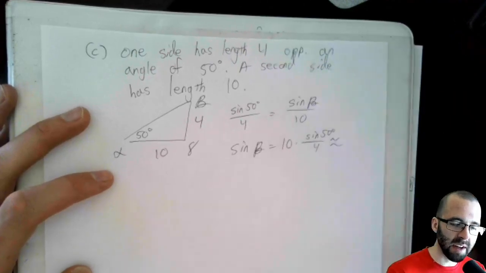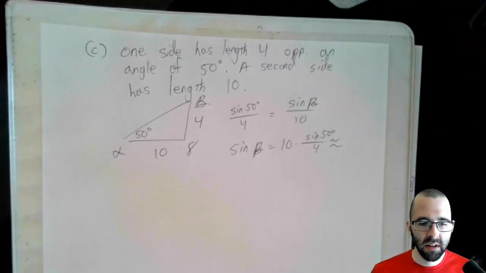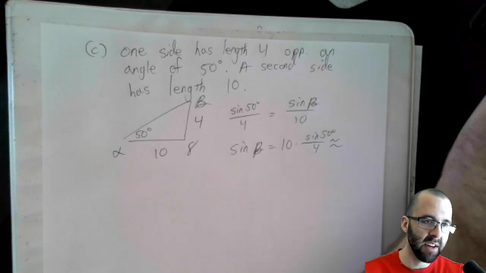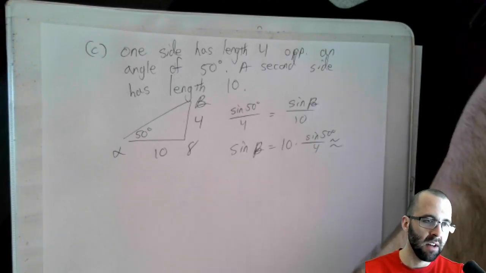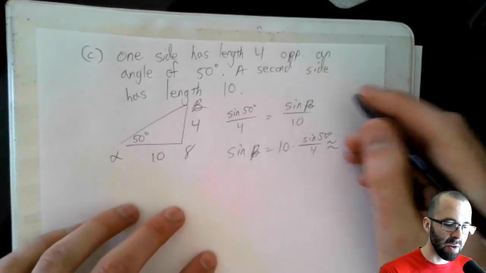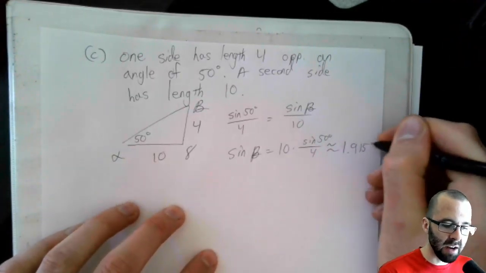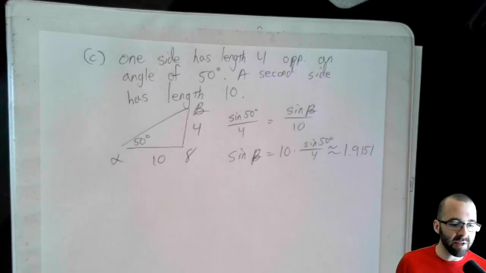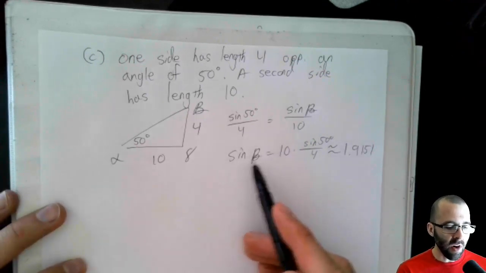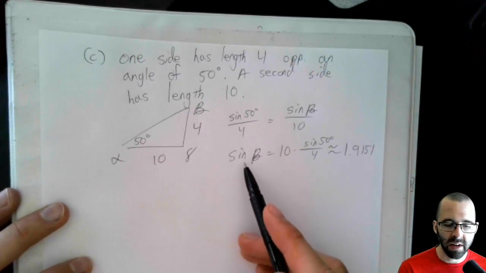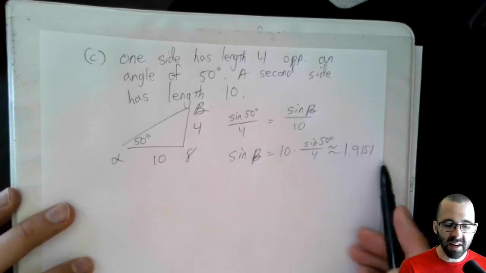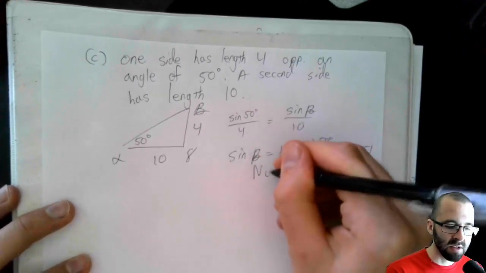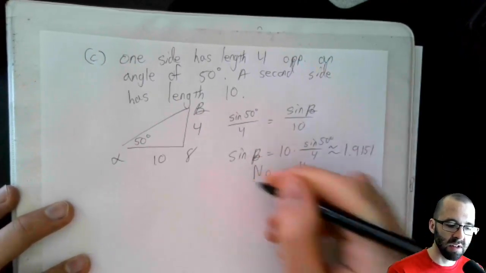So let's see what this looks like. All right. Approximately what this is: you get 10 times the sine of 50 degrees divided by 4. That is about 1.9151. But immediately, you don't even need to use inverse sine right here. Sine always oscillates between 1 and negative 1. This is outside of the range of sine. So if you try to use inverse sine, you're going to get no answer. So specifically, this is no solution.